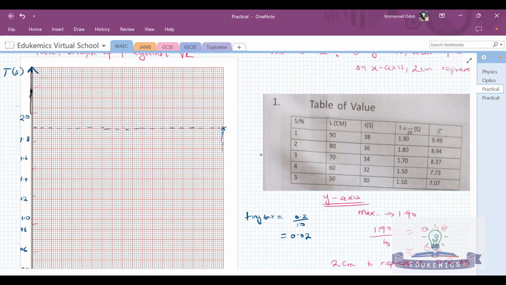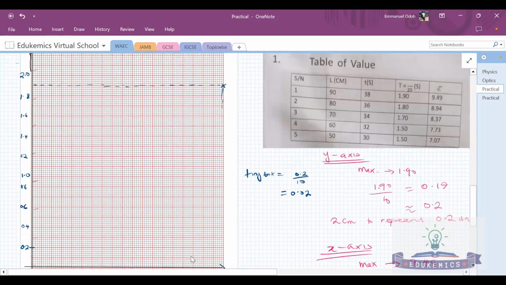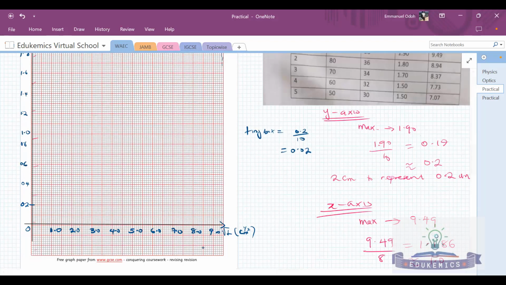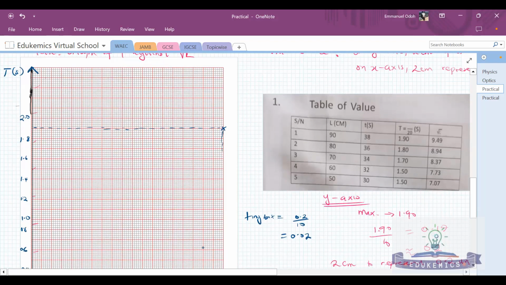1.8 to 8.94. Where is 8.94? This is 8.9. So 8.94 is somewhere at the middle, somewhere here. Should be somewhere at the middle here. Then we'll move to the next one.